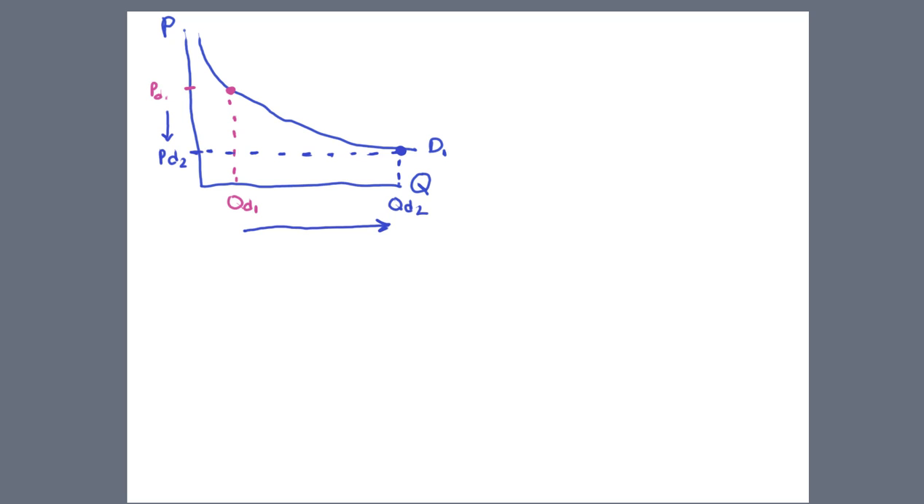So part 1b shows a movement along the demand curve, because the original catalyst for change is a change in price.